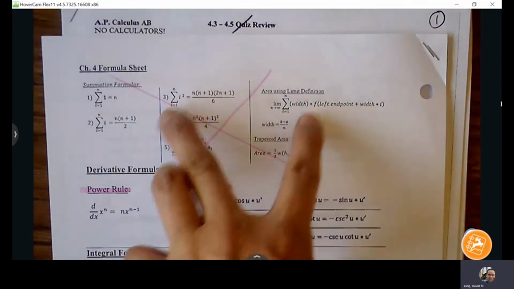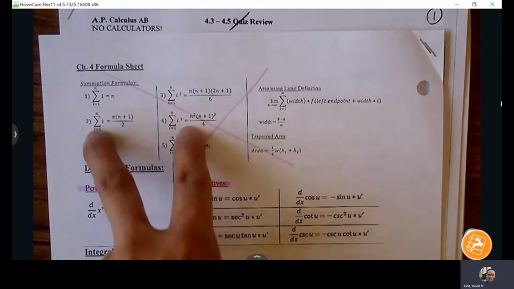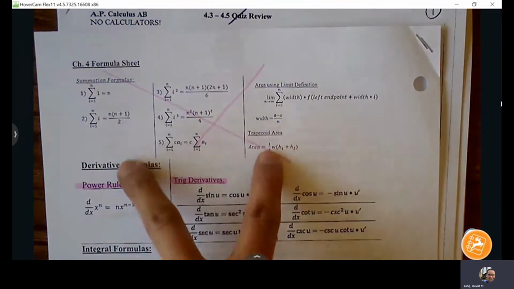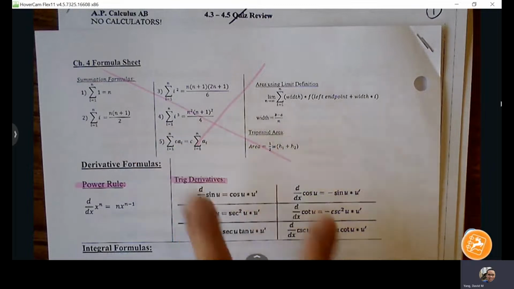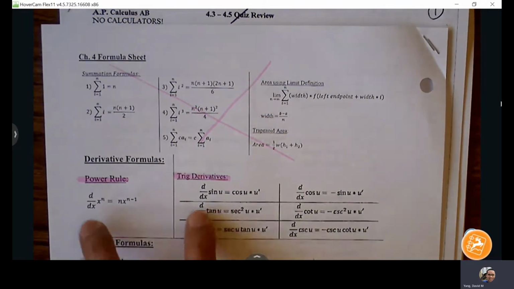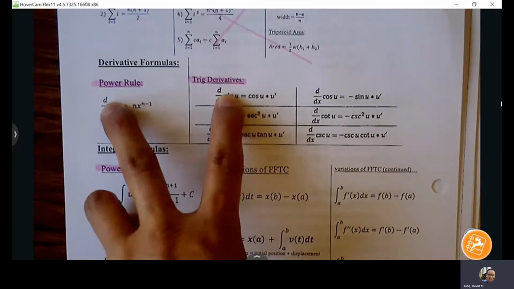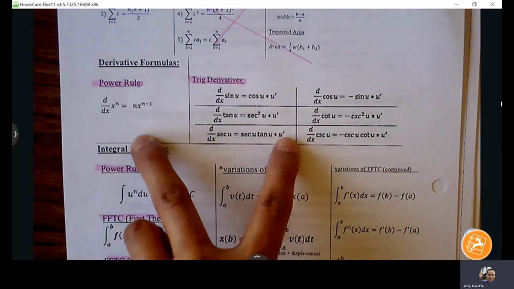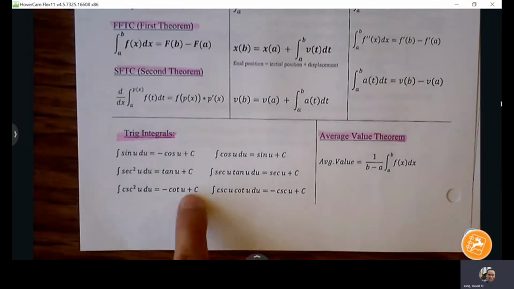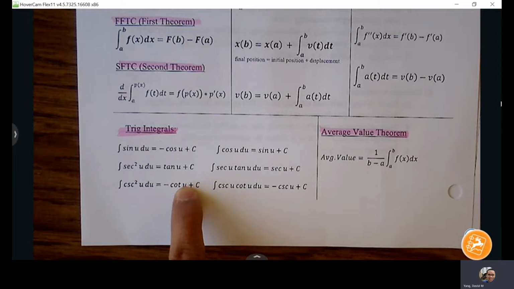Now, there won't be any summation or limit definition on the test, so you don't have to worry about that. But you will have to memorize formulas that you did on the quiz, plus a couple of extra ones. So you know power rule, you know trig derivatives. Okay, definitely review those. And if you know trig derivatives, you also know trig integrals, right? Because you're just going the other direction. So I have those trig integrals highlighted there.